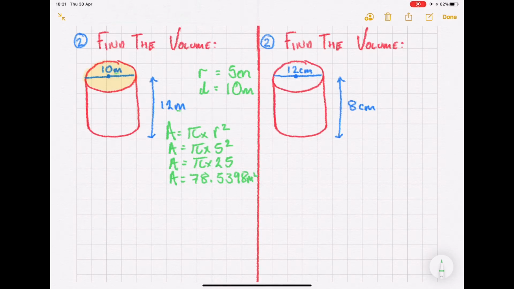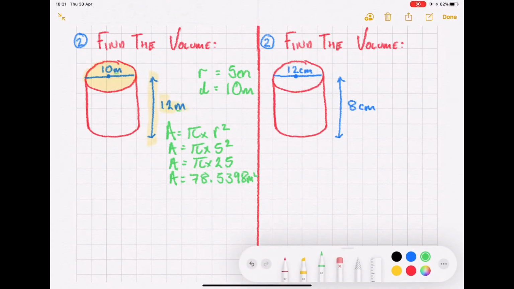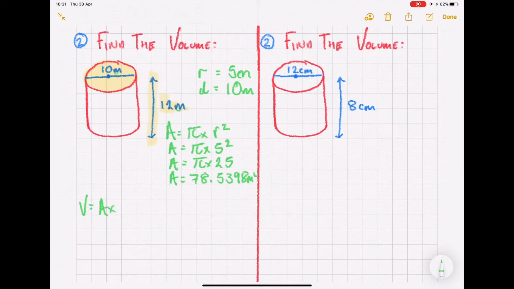Now let's find the volume, and we do that by timesing by the depth, which is 12 metres. So let's write out volume equals area times depth. So volume equals 78.5398 metres squared times 12 metres. If we type that into our calculator, 78.5398 times 12 gives us 942.4776 metres cubed.